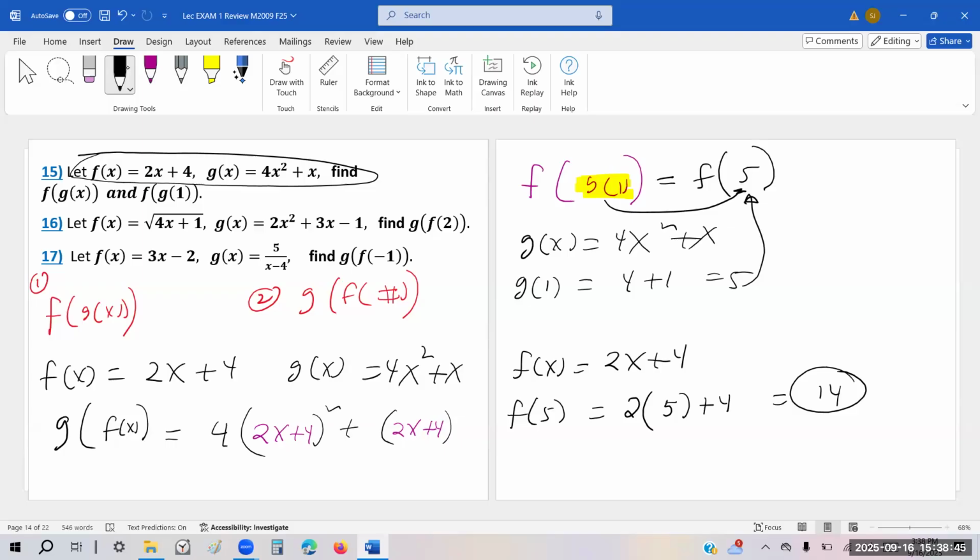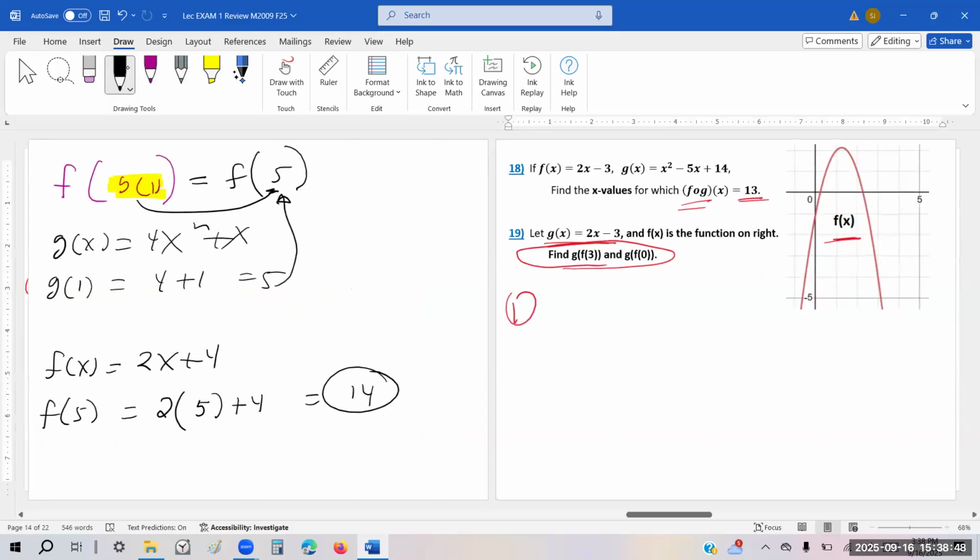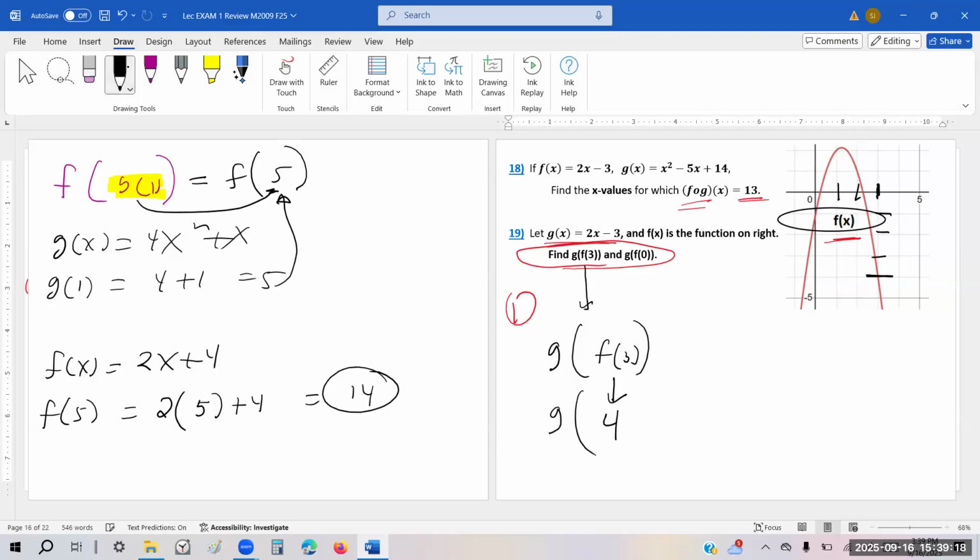In the next one, it's the same thing, but instead of giving you the function, they give you one function and one graph. So here it says, find g of f of 3. G of f of 3 means you go to the f function and find what is f of 3. So 1, 2, 3, when x is 3, y is 1, 2, 3, 4. F of 3 is 4. That means you need to know what is g of 4.